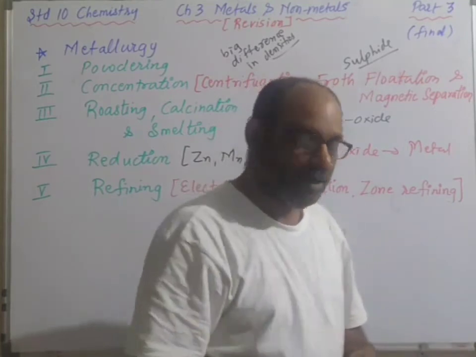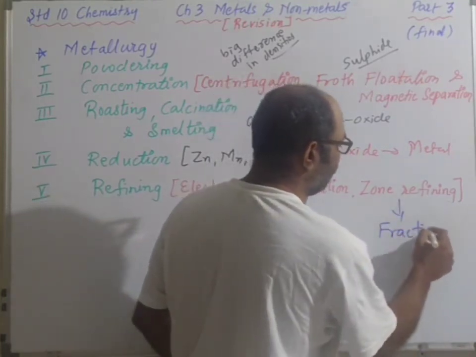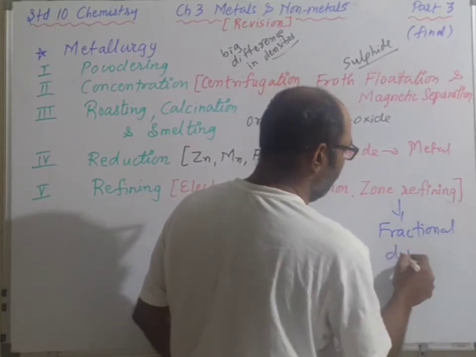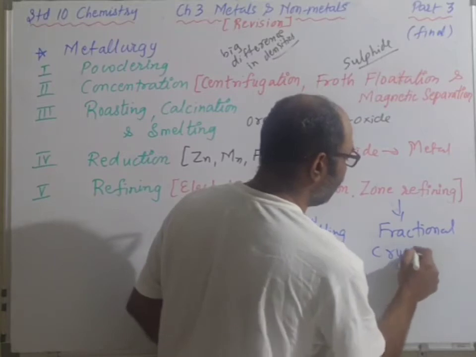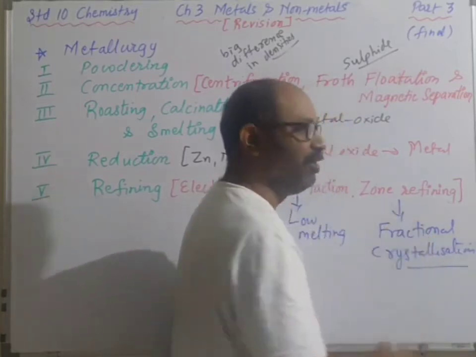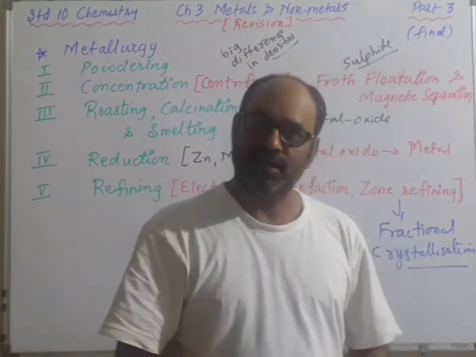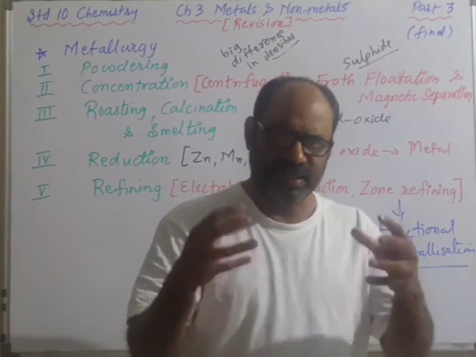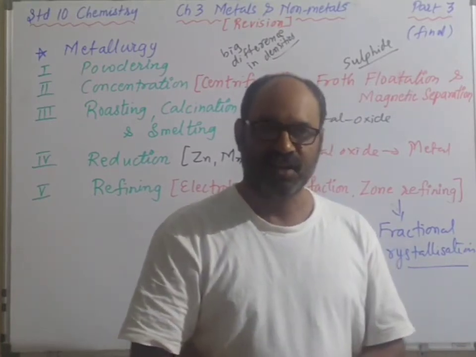Zone refining. It is done by fractional crystallization. There is not much given to you in your book. It only says it is done by the fractional crystallization process. Crystals are formed there. That's why it is called fractional crystallization.